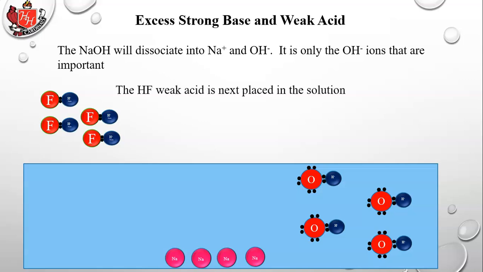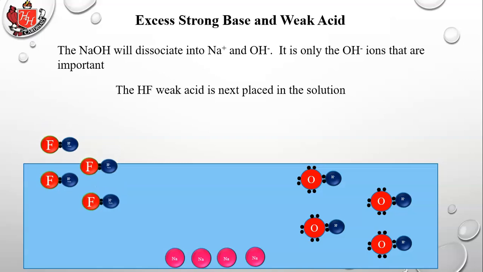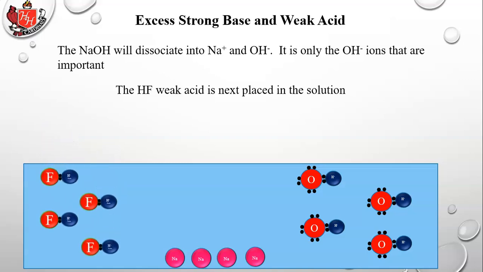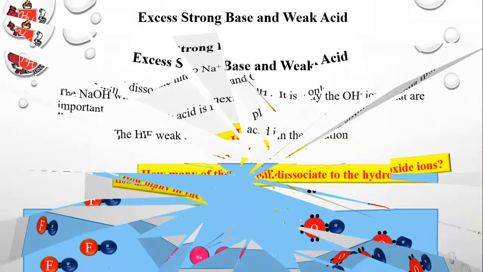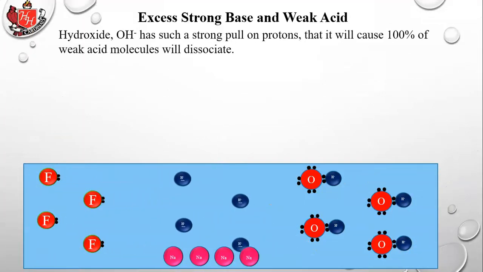The HF weak acid is next placed in the solution. Again, just to make the example more understandable, we do it one step at a time. Okay, so how many of the HF hydrofluoric acid will dissociate to the hydroxide ions? Well, we really answered that question already. Hydroxide OH has such a strong pull on protons that it will cause 100% of weak acid molecules to dissociate. So in other words, in the presence of hydroxide, a weak acid acts the way a strong acid acts. It will totally dissociate.